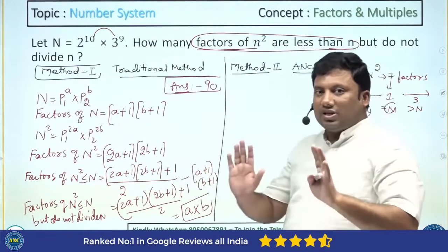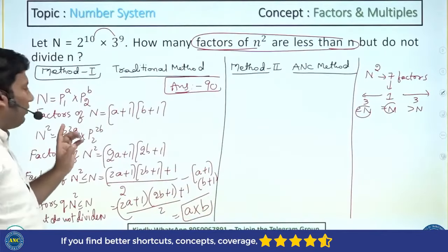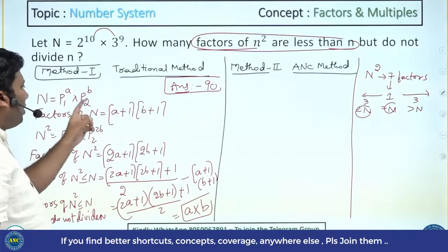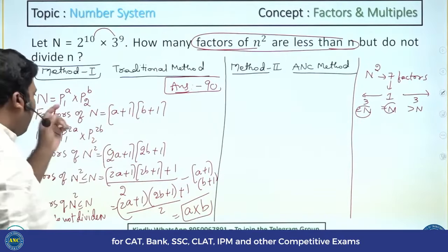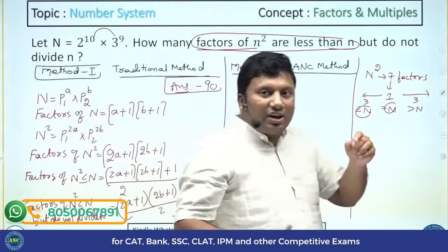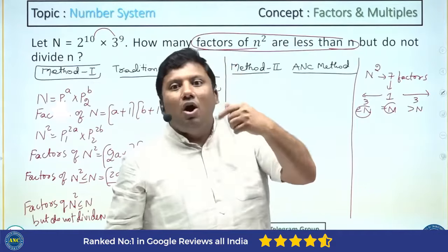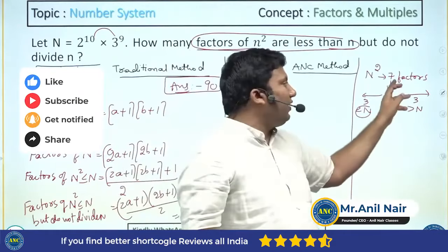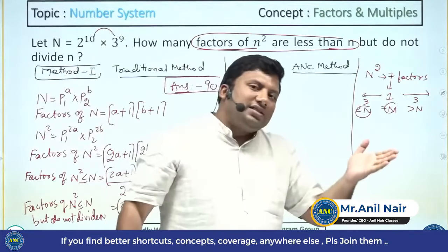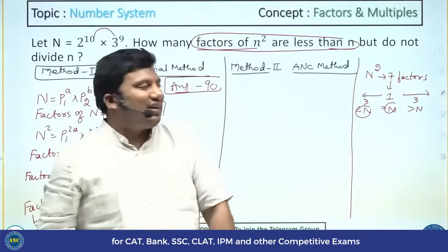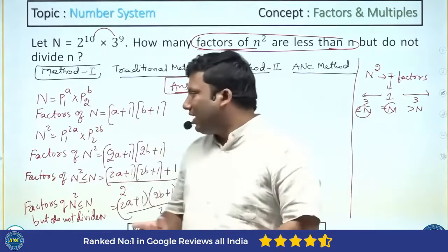Again see here, there is a number n, p1 power a, p2 power b. Factors of n are 0 to a plus 1, 0 to b, b plus 1. N square is a perfect square. Perfect square will always have odd number of factors. Assume if it is 7, one case will be equivalent to n, 3 cases less than n, 3 cases greater than n. Am I right?